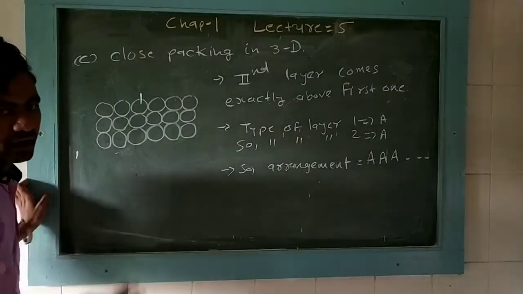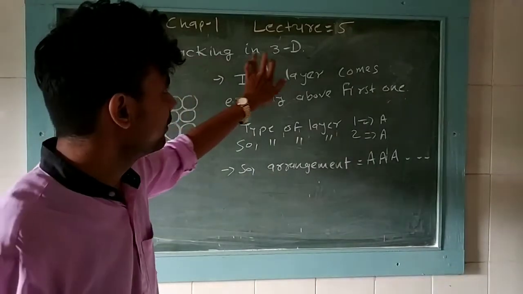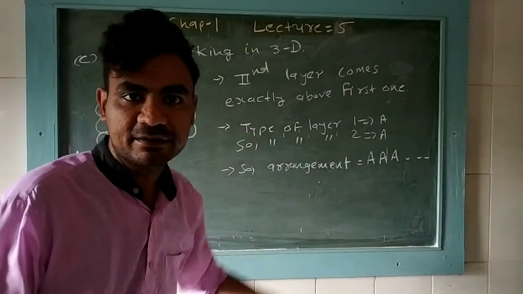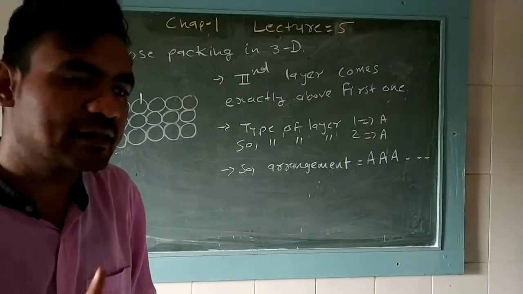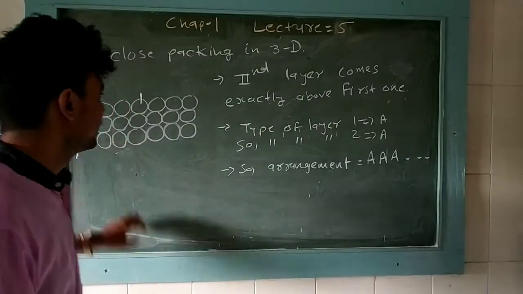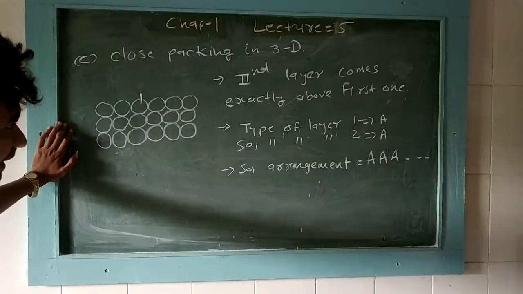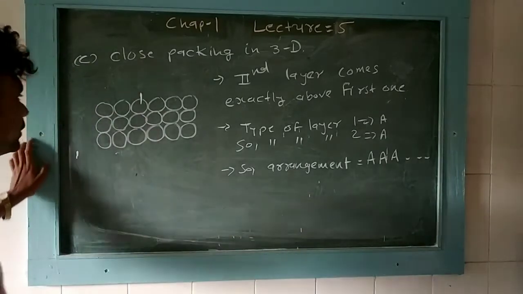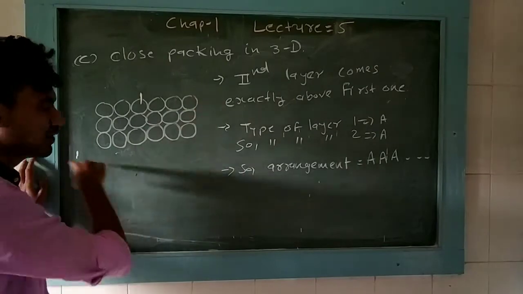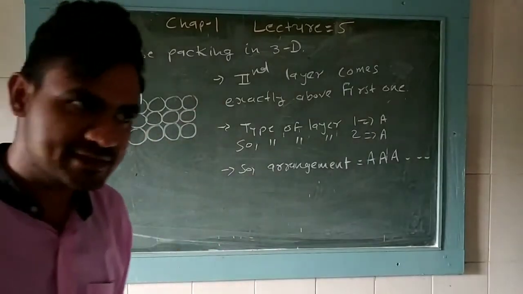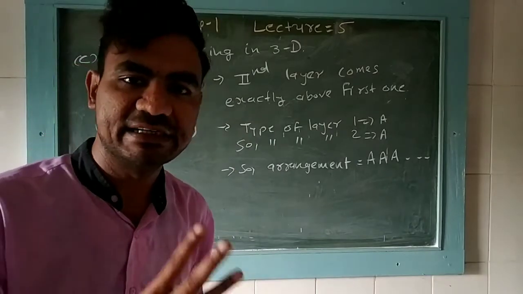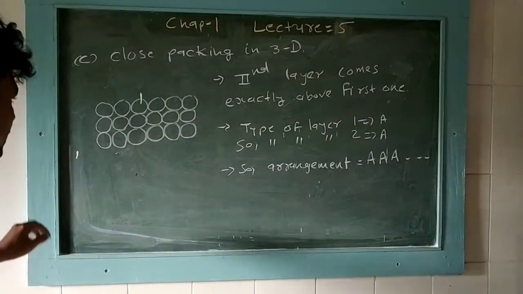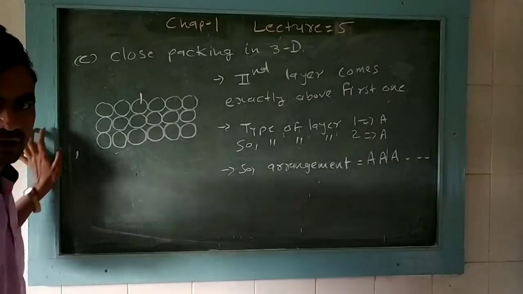In close packing in three dimensions, there are two types. First one is square close packing. Here square close packing is shown. You can see here, this is our first layer. In three dimensions, this layer will repeat itself to form a 3D structure. Suppose this is our first layer.